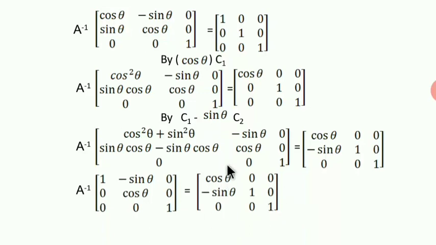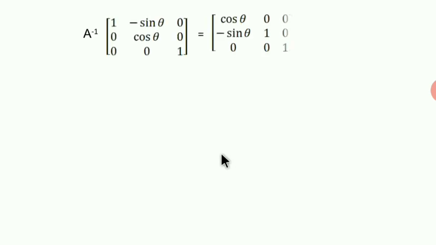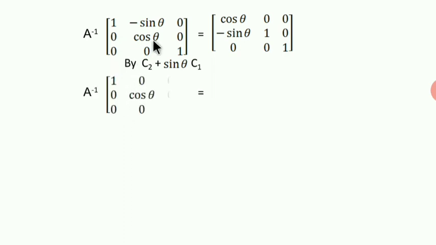Now again I consider the previous step. Here we apply the next column transformation, C2 plus sin theta into C1, which means there is a change in the second column, and the first and third columns remain as they are. So A inverse multiplied by first column 1, 0, 0. Now second column C2 plus sin theta into C1, meaning minus sin theta plus sin theta, 0, cos theta minus 0, cos theta, 0 minus 0, 0. Third column as it is, equal to, again the first column as it is.